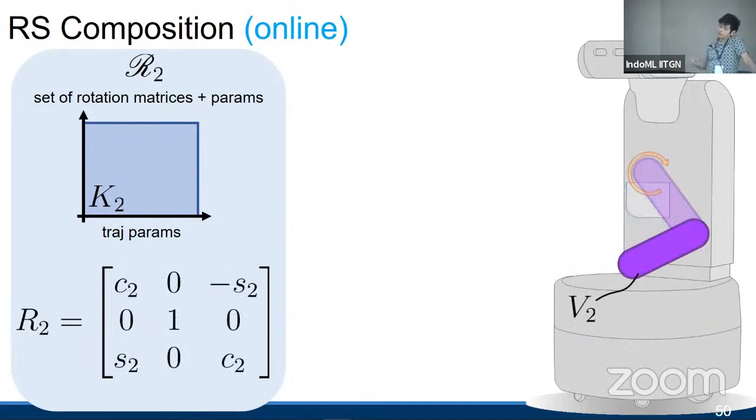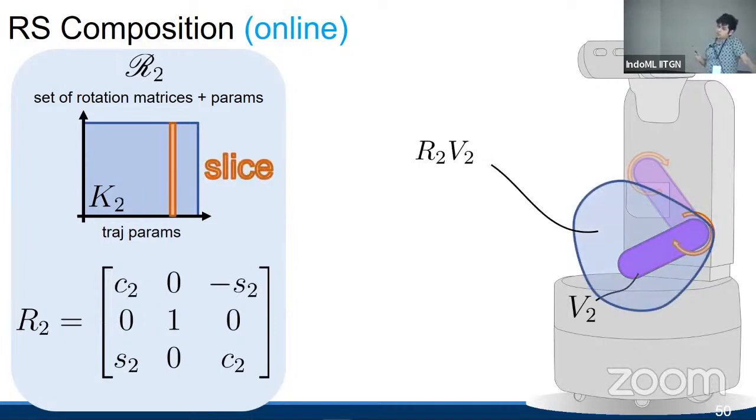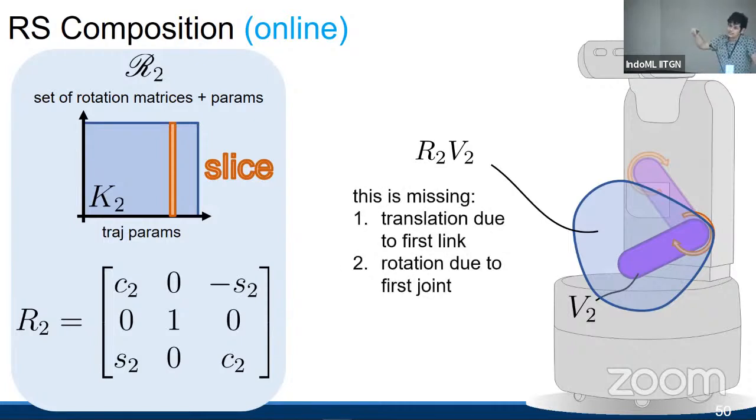So now I'm working with R2. And now I have the second link volume V2. I could try just multiplying these two objects together, but I've made one mistake. This is giving me this nice volume, but I've neglected the effect of the first link. That is, the second link is not just starting off, connected to the robot. In fact, it's been moved forward by the effect of this first link. So I need to account for the translation and the rotation due to the first link.